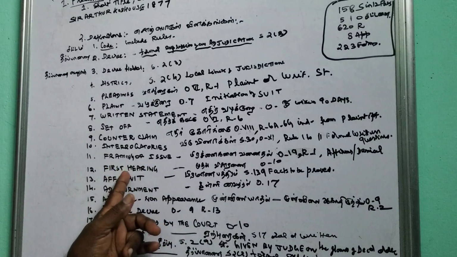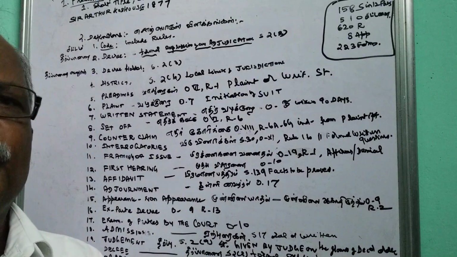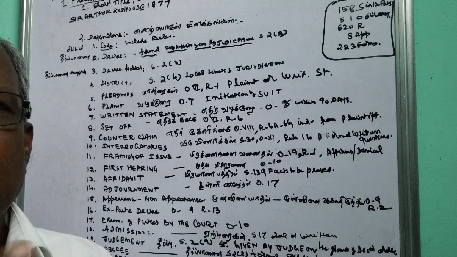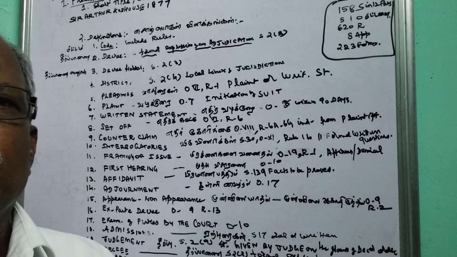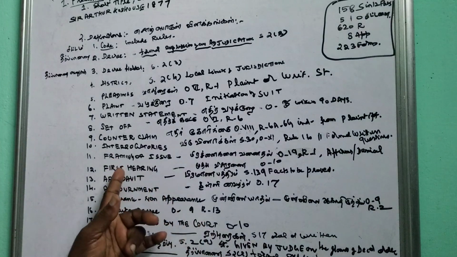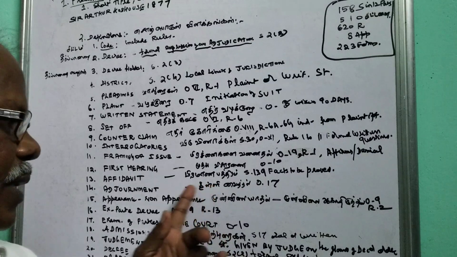Then framing issue. Then first hearing. The court will always try to find out the truth behind the claim and the counterclaim by the defendant. So this is called the first hearing, to find out the truth behind the case.